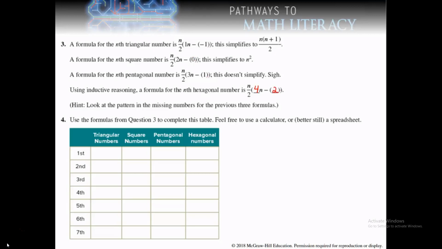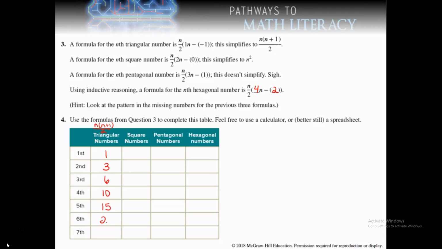So then in 4, we're just going to use all of those formulas from question 3 to fill in this table. And for the ones that did simplify, you can go ahead and use the simplified version. So for triangular numbers, we have n times n plus 1 all over 2. And using a graphing calculator or a spreadsheet to fill in this table would save you a lot of time. And so plugging in 1 through 7 into that formula, the triangular numbers then are 1, 3, 6, 10, 15, 21, and 28.